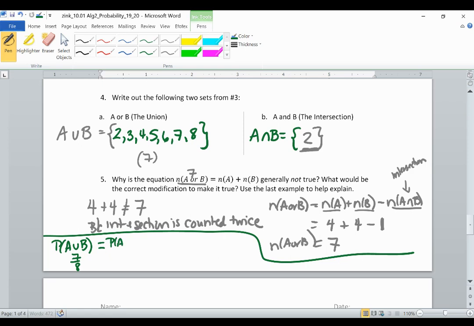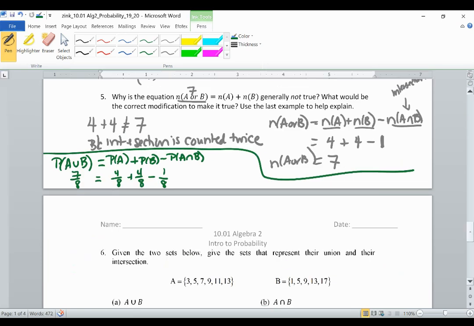What's the probability of getting an A? Well, A would be 4 out of 8 terms, plus the probability of B, again, we counted 4 out of 8 terms, but these are not equal to each other because 4 plus 4 would give us 8 out of 8. So you would want to subtract the probability of getting your intersection. So we have one term there, so we would subtract 1 out of 8. And that would give you your probability of getting the union, or A or B, which is 7 out of 8.